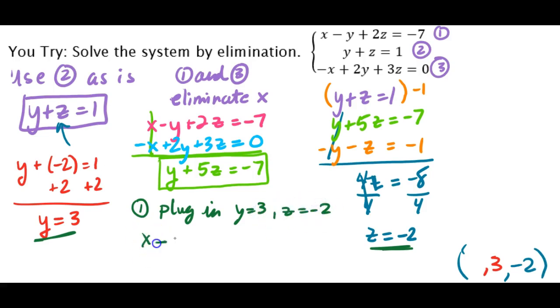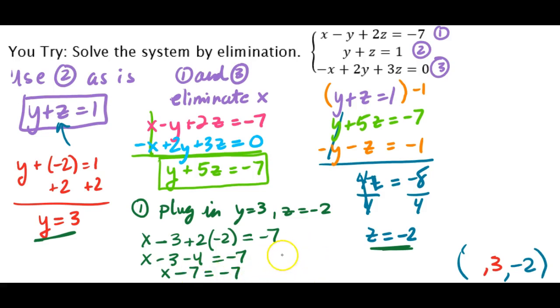So I would have x minus y, which is 3, plus 2z, which is negative 2, and that equals negative 7. So I would have x minus 3 minus 4 equals negative 7, or x minus 7 equals negative 7. And then I would have to add 7 to both sides. So I'm going to add 7 to both sides, and I get that x equals 0. So my final answer is the ordered triple, 0, 3, negative 2.